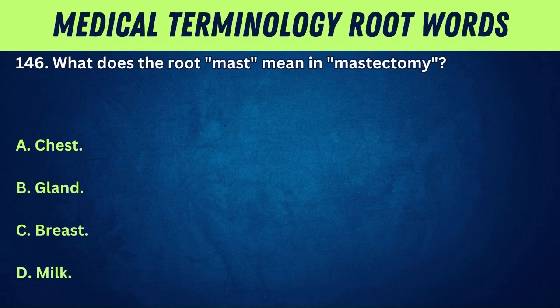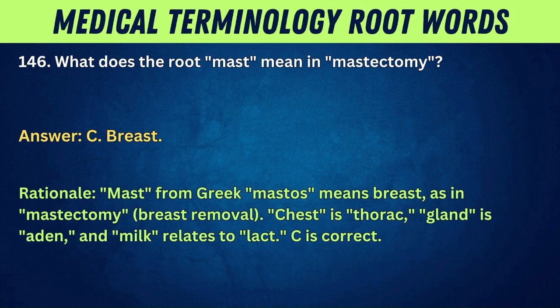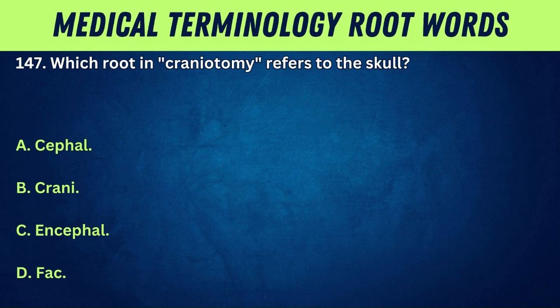A. Chest. B. Gland. C. Breast. D. Milk. Answer: C. Breast. Rationale: mast from Greek mastos means breast, as in mastectomy, breast removal. Chest is thorax, gland is aden, and milk relates to lact. C is correct. 147. Which root in craniotomy refers to the skull?